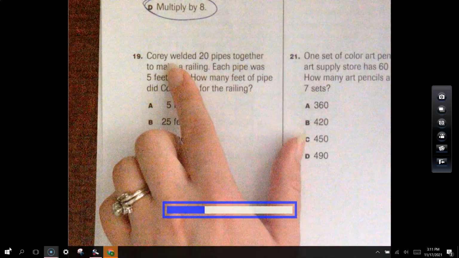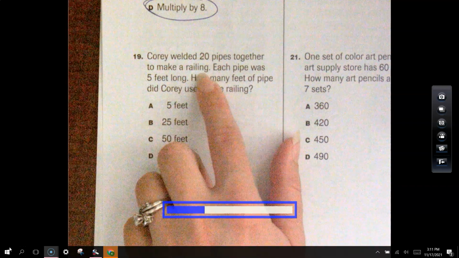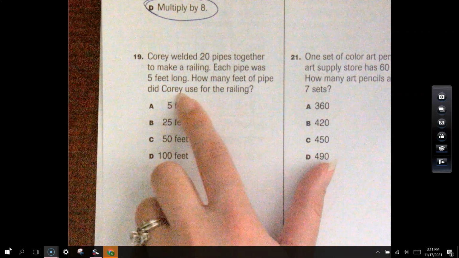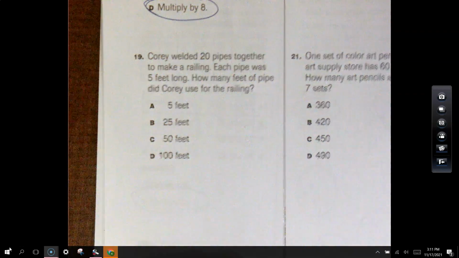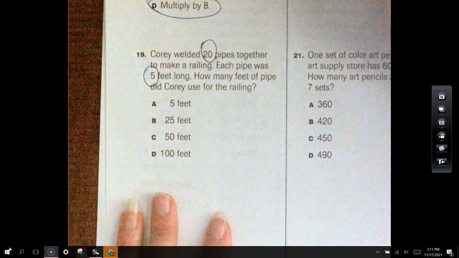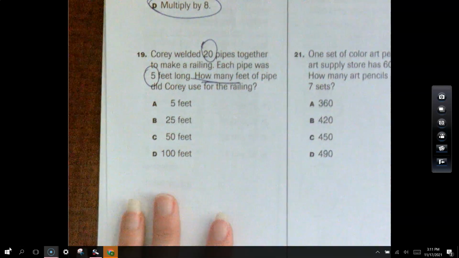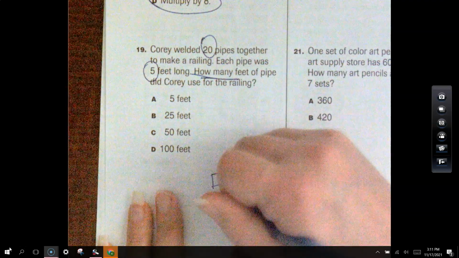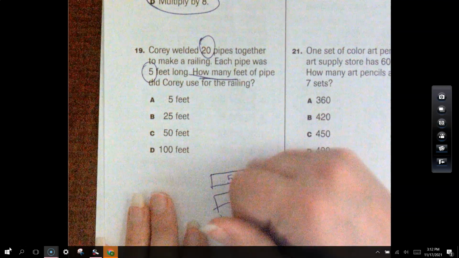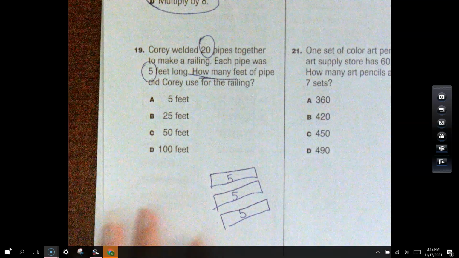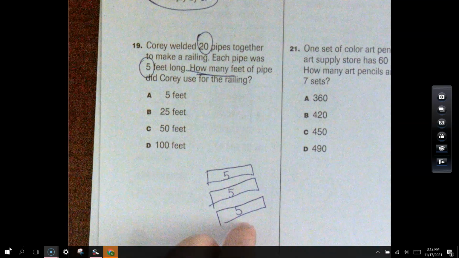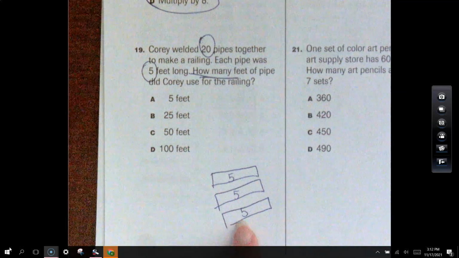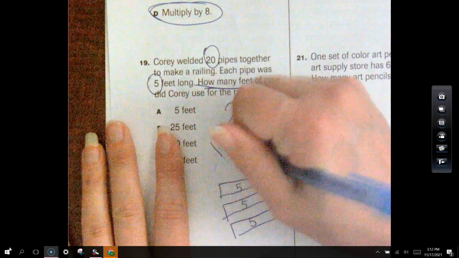All right, Corey welded 20 pipes together to make a railing. Each pipe was 5 feet long. How many feet of pipe did Corey use for the railing? Well, I see a 20 and I see a 5. I also see the word how many. Well, let's think about this. One pipe is worth 5 feet. Another pipe is 5 feet. Another pipe is 5 feet. Do you see that it's 5, 5, 5, 5, 5? Well, if I have the same number over and over again, that means that I would multiply.